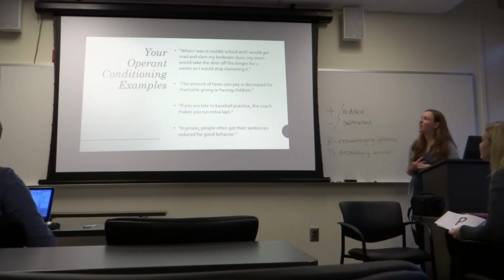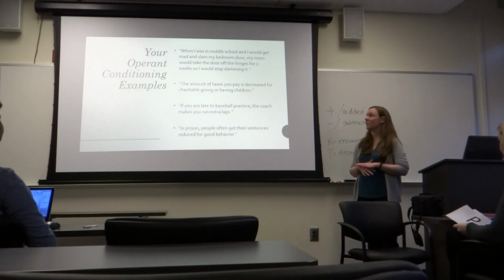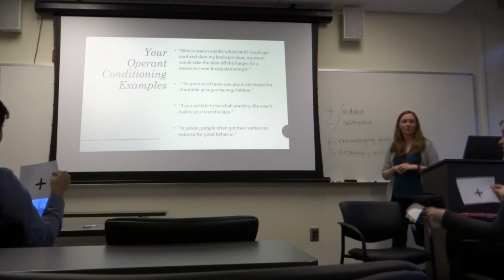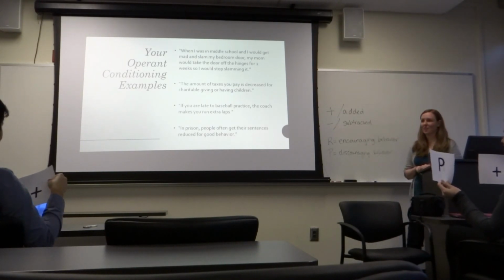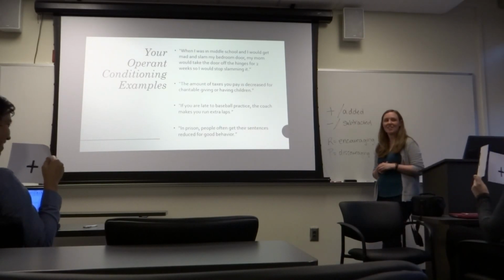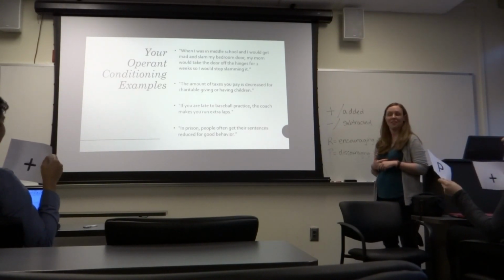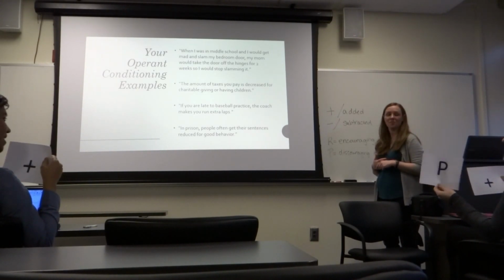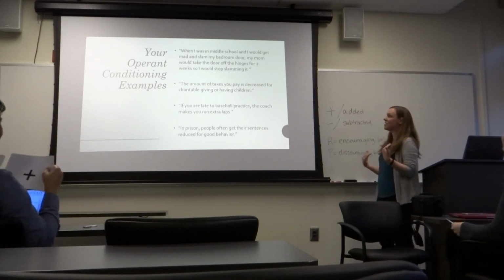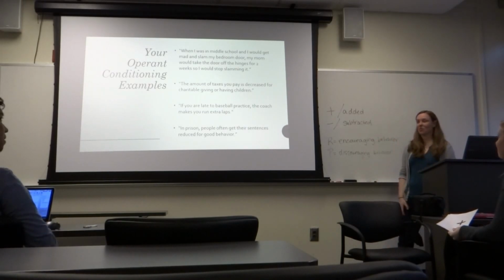Perfect. So then for the second example, the amount of taxes you pay is decreased for charitable giving or having children. What do you think about this one? Okay, so you both agree that it's negative reinforcement. Why is it negative reinforcement? Take away taxes. To encourage having kids or just not. Or donate. Exactly. So you're taking something away so that you are encouraging the behavior of charitable giving.